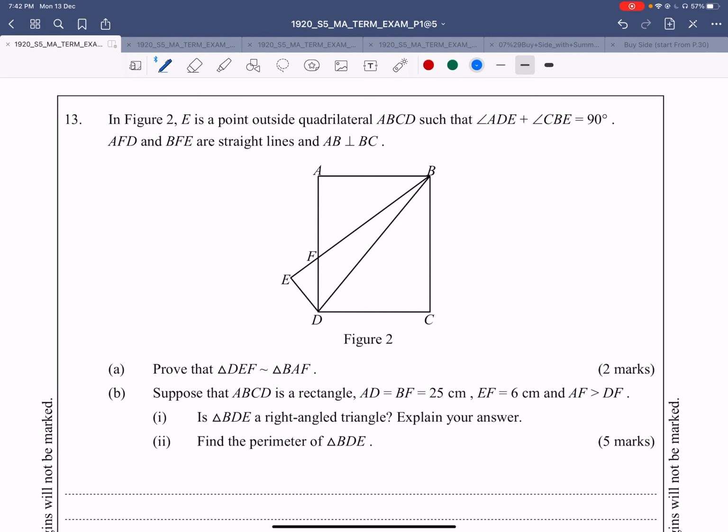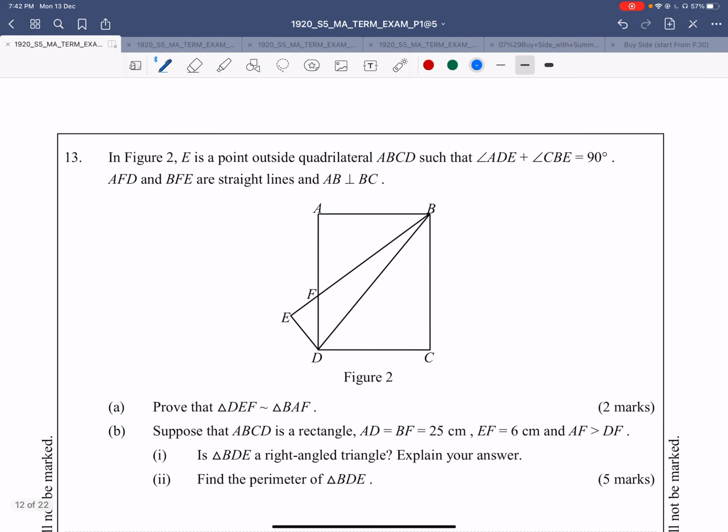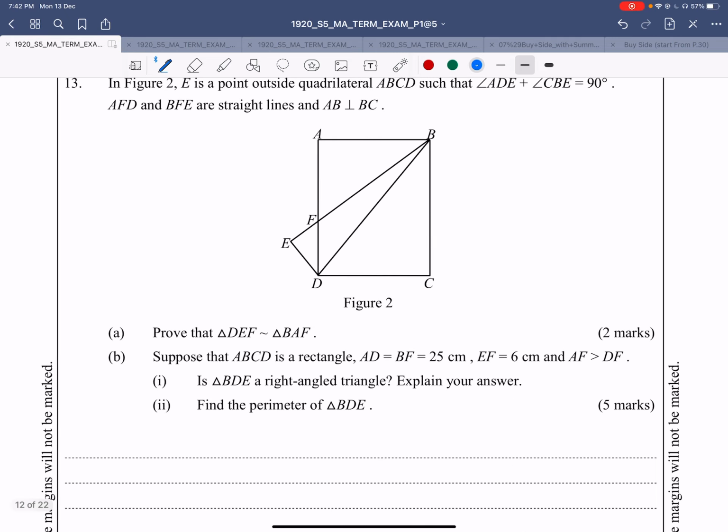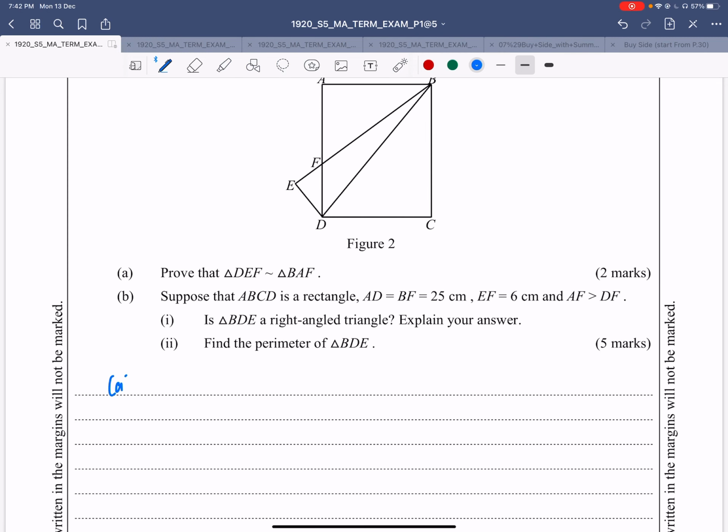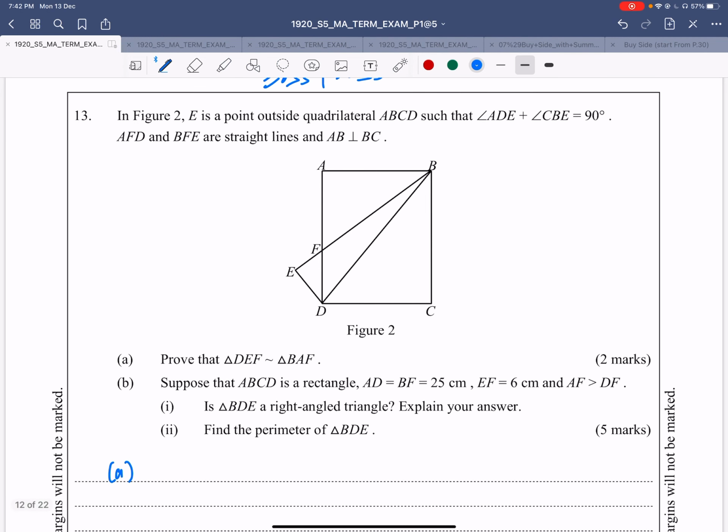All right, so for question 13, it is about congruent triangles and similar triangles. These types of proofs always appear in section A2. All right, so let's see. Part A, prove triangle DEF is similar to triangle BAF. For doing this type of question, I suggest you first point out the hints.